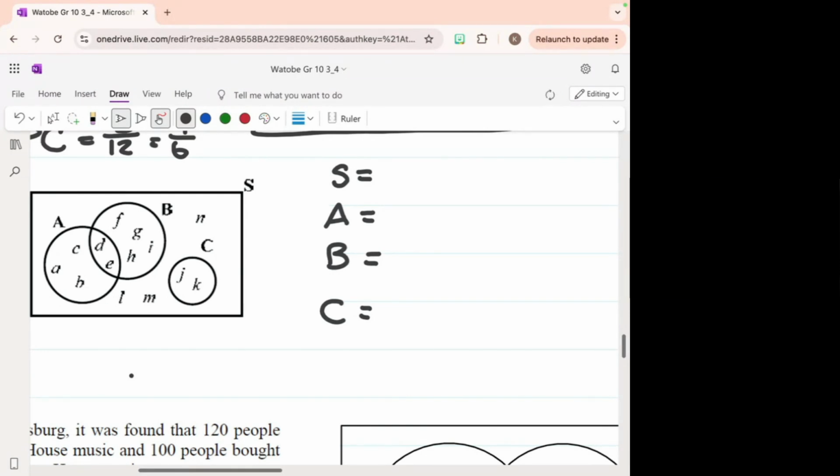Let's see the letters that are appearing here. I've got A, B, C, D, E, F, G, H, I, J, K, L, N. All right. So let's start with A because that's a little bit easier, hey? So in A, I've got A, B, C, D, and E. Let's go to B. In B, I've got D, E, F, G, H, and I.